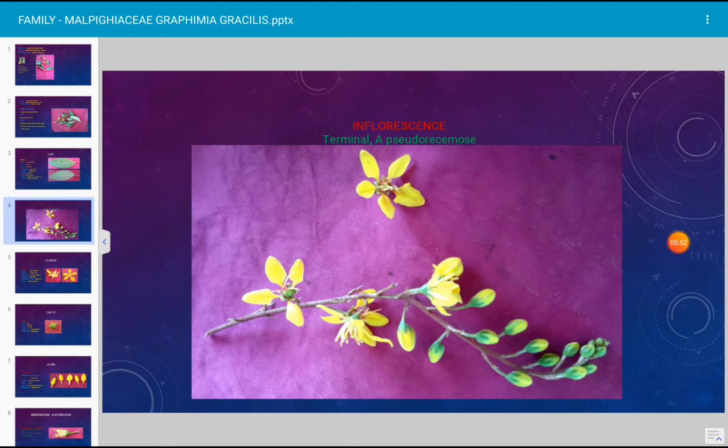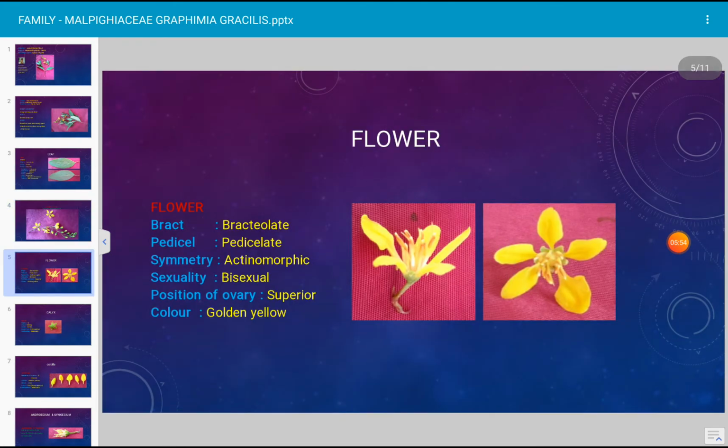And next slide. This is the flower of Galphemia gracilis. Family is Malpighiaceae, and the flower is having bract. What is bract? A small leafy structure when it occurs at the base of the flower is called bract. If the bract is present in the flower, that flower is described as bracteolate in taxonomic language. And in the flower, pedicel is there. If pedicel is present, then that flower is described as pedicellate flower.